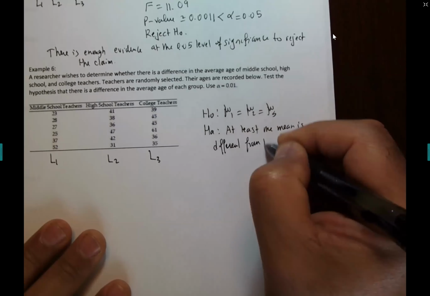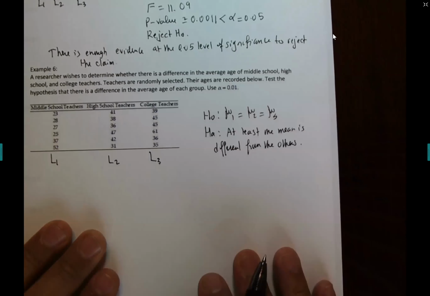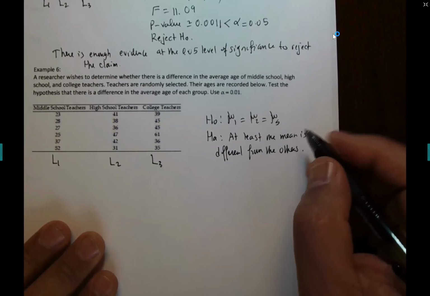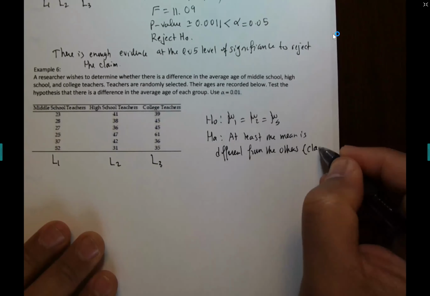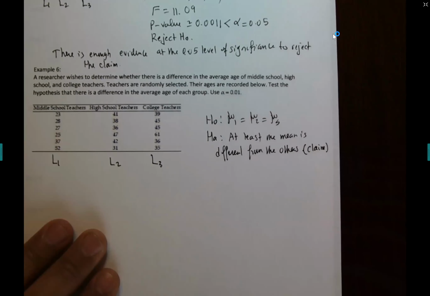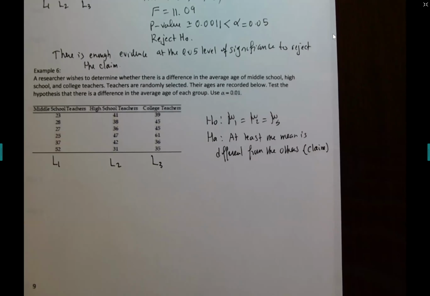What is the claim here, guys? Is it an H0 or H_A now? It says test the claim that there is a difference in the average age of each group. H_A. Yes, I agree. Correct. So it is an H_A. That's very important, guys, because your conclusion will be worded differently depending on where the claim is. Okay, let's pause for 1 minute and put the data in L1, L2, and L3.